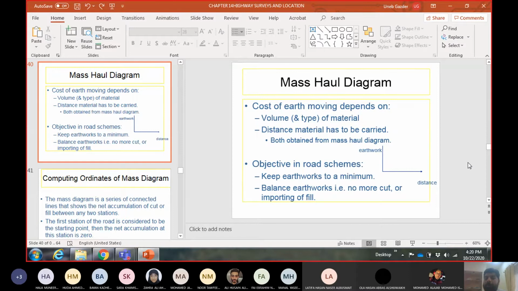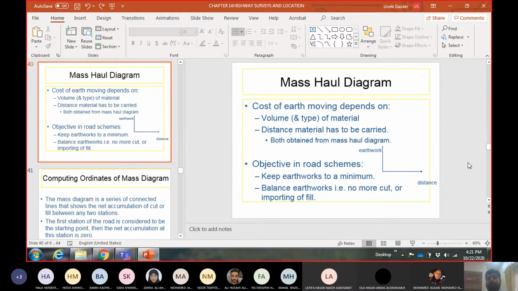So per cubic meter will not be 1 BD, per cubic meter will be 1.5 BD. If the material is completely different, either on the harder side or on the softer side, both are hard to handle. In that case, the type of material can change the cost. But in 90 to 95% of cases, the type of material will not affect the cost, because the contractor already knows the type of material.